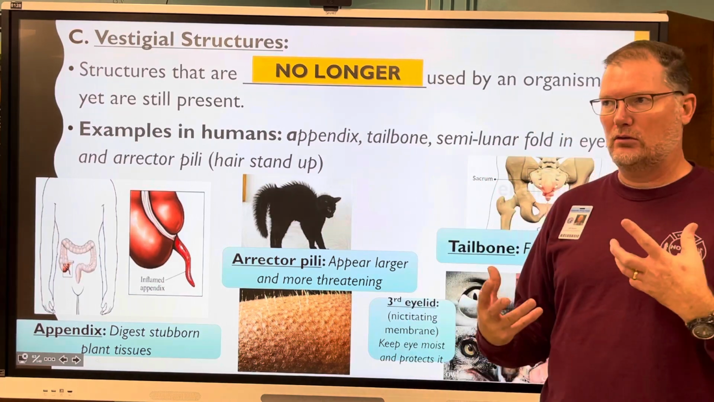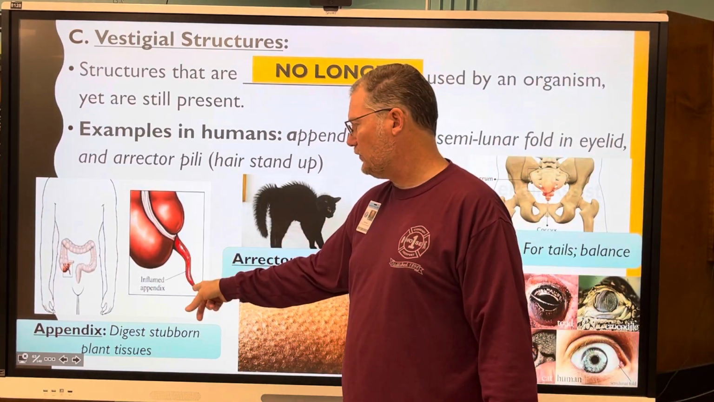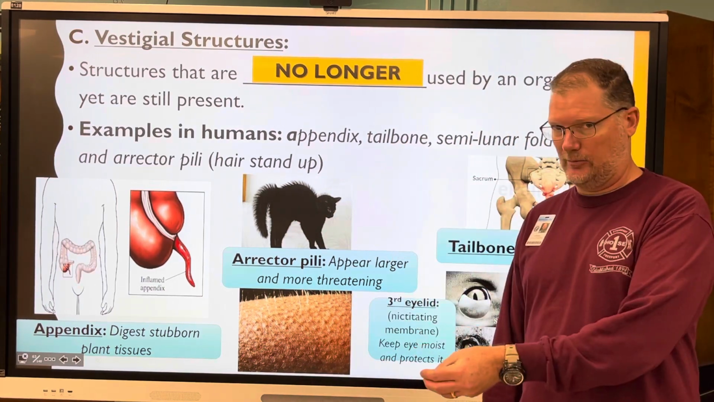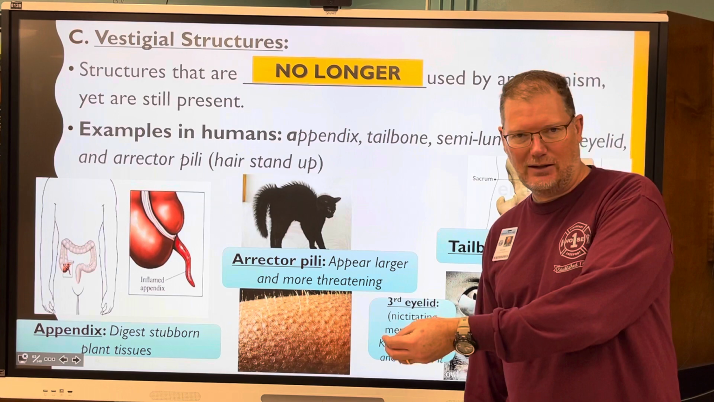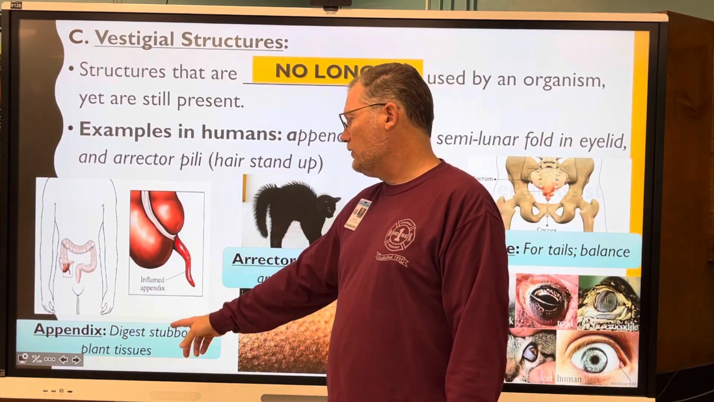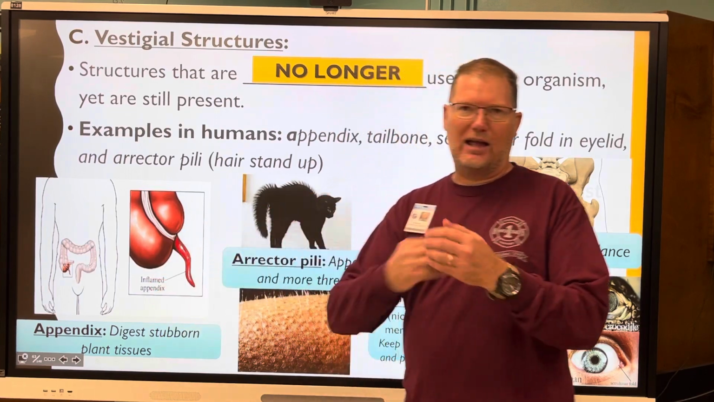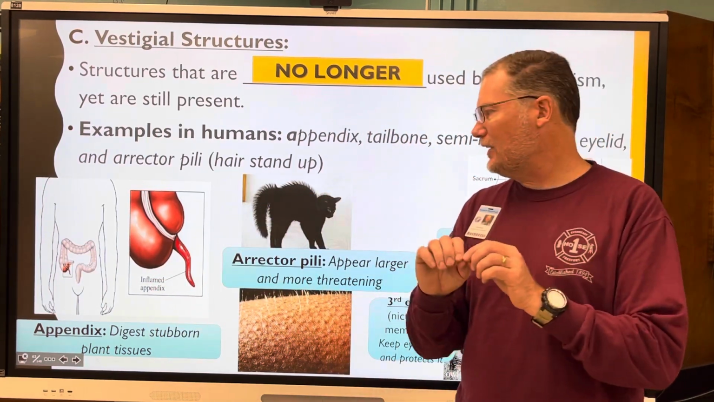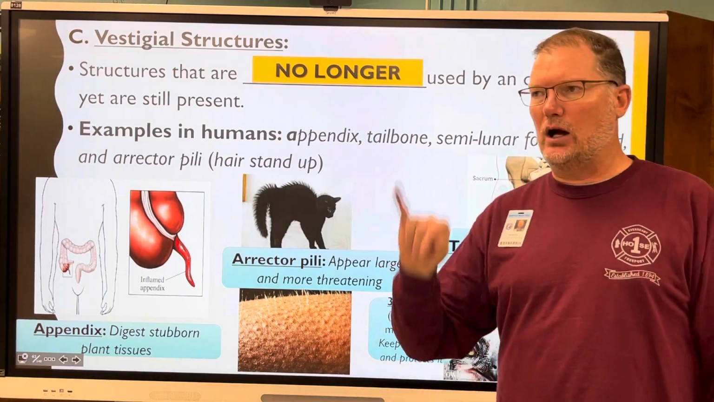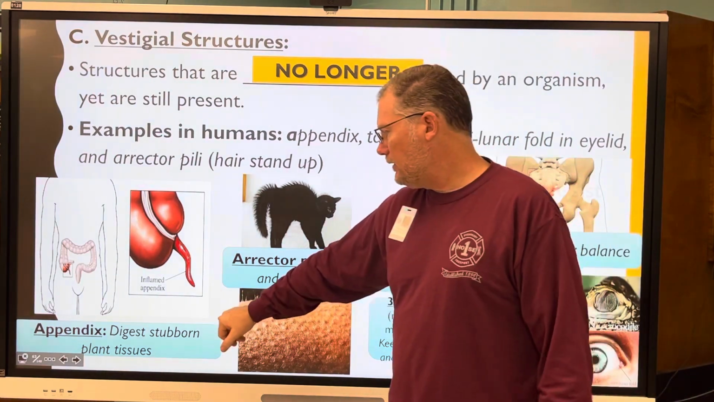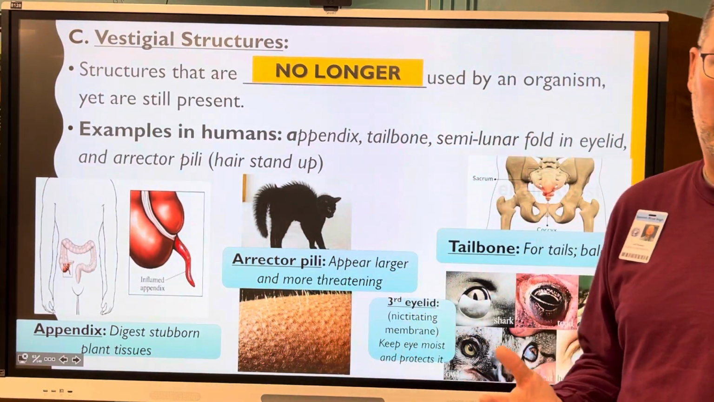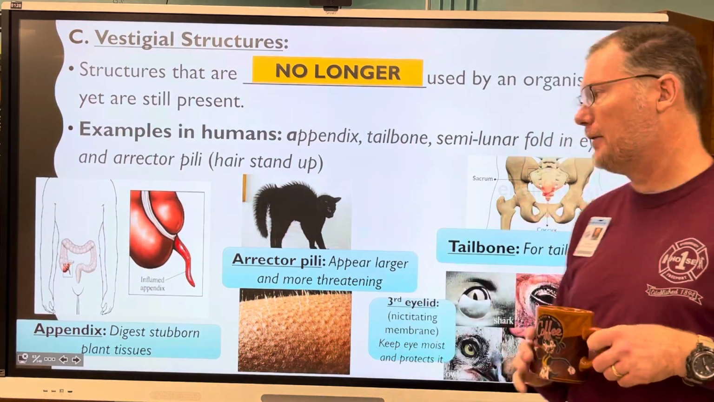And sometimes this can get infected, inflamed, and have to be removed. That's called appendicitis. And then you get an appendectomy. Anything with the word ectomy at the end means removal. And they believe that our ancestors used that extra piece of intestine, it's about the size of your pinky, right there, to digest stubborn plant tissues. Like our ancestors ate more plants off of trees and stuff like that.